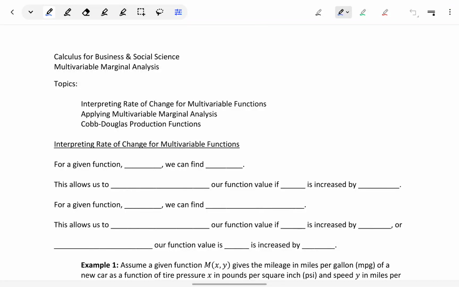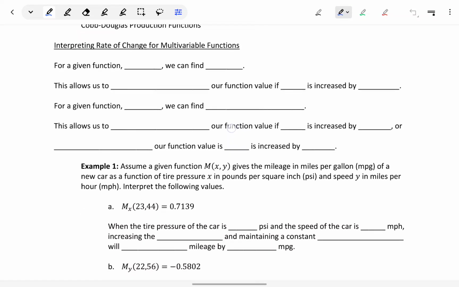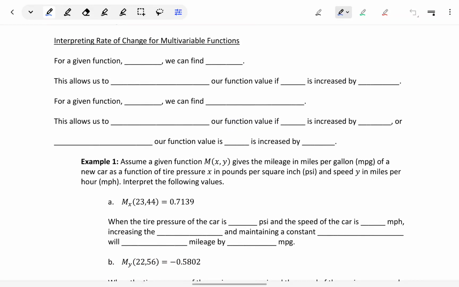We covered marginal analysis earlier in this semester. Now we want to revisit this application of calculus, but looking at it in the context of multivariable functions.